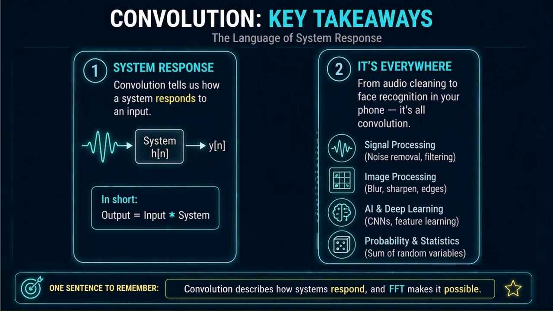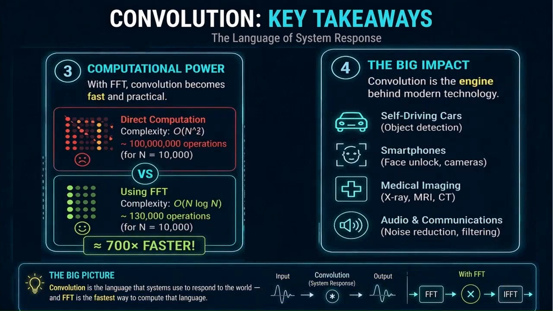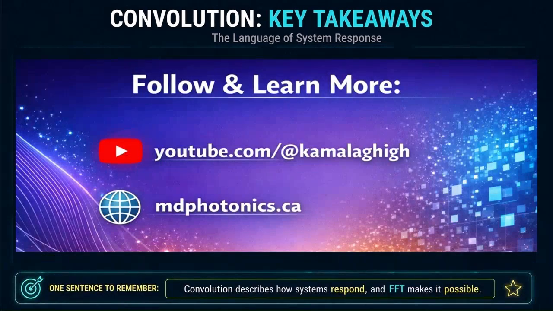Let's summarize everything in one sentence. Convolution is the language that systems use to respond to the world, and FFT is the fastest way to compute that language. We saw that convolution describes system responses, removes noise from signals, enables computers to see images, and becomes incredibly fast using FFT. I hope this journey into engineering mathematics was helpful for you.